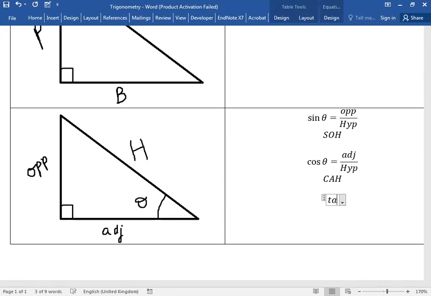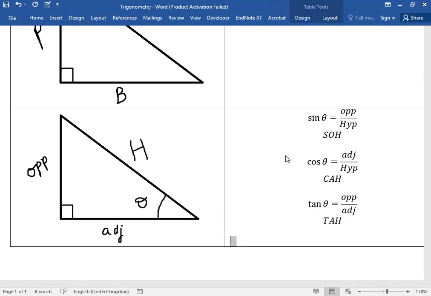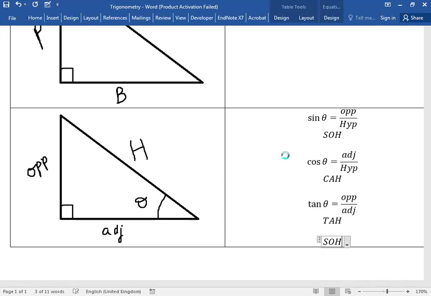And then we have tangent theta, which equals opposite upon adjacent. And we call this TOA. So what helps us understand the entire thing? SOH CAH TOA. This is just something that will help us to bring this entire thing on our fingertips.